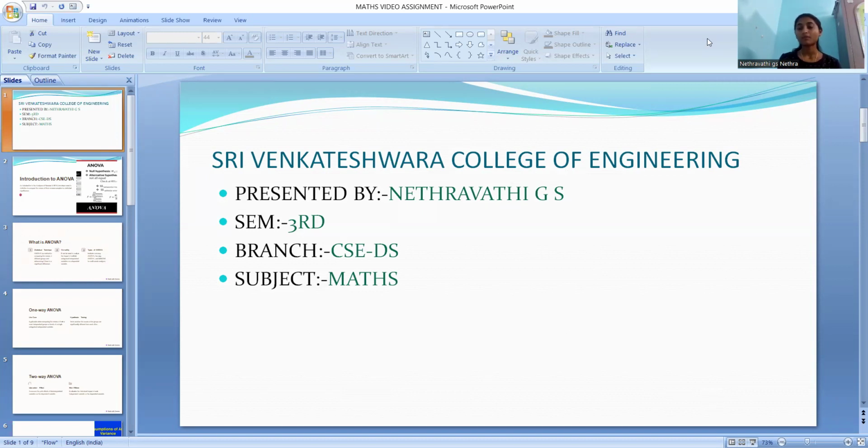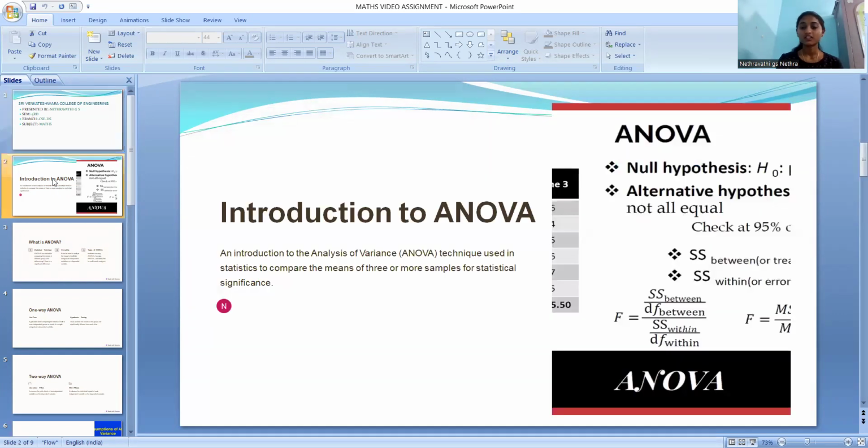And today I come up with a topic which is related to a subject called maths. So my topic is about ANOVA and the different types of ANOVA. First, the introduction of ANOVA.